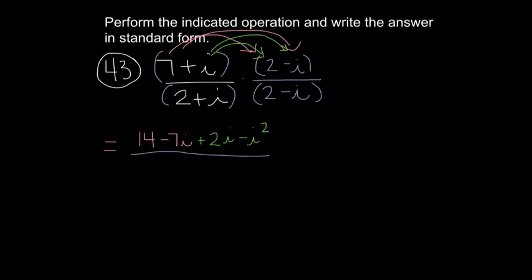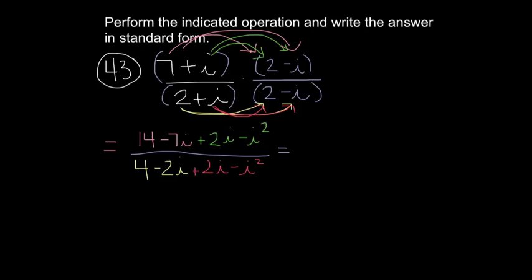All of that is going to be over what I get in the denominator when I multiply. I'll take 2 times 2 and 2 times minus i. 2 times 2 is 4. 2 times minus i is minus 2i. And then finally, take the i and multiply it by each one of those terms. i times 2 is plus 2i, and i times minus i is minus i squared.